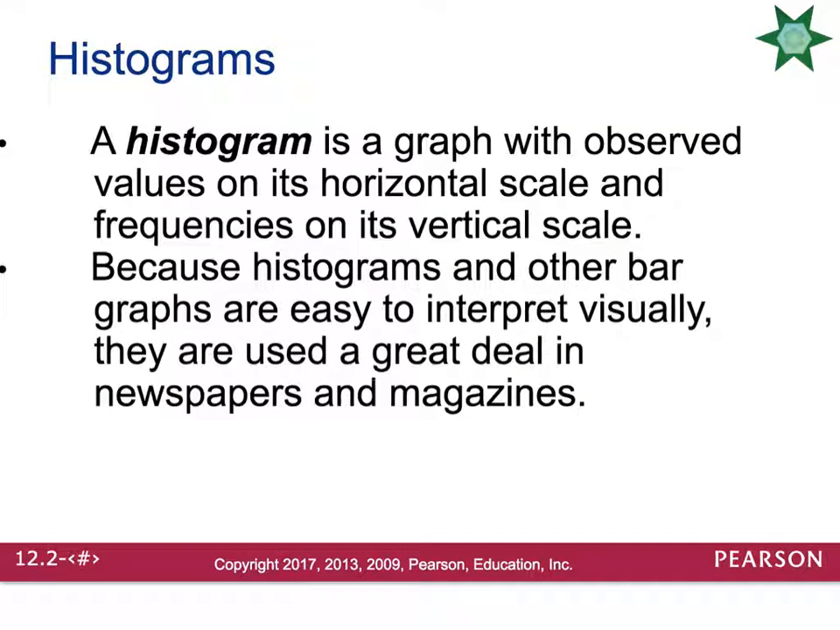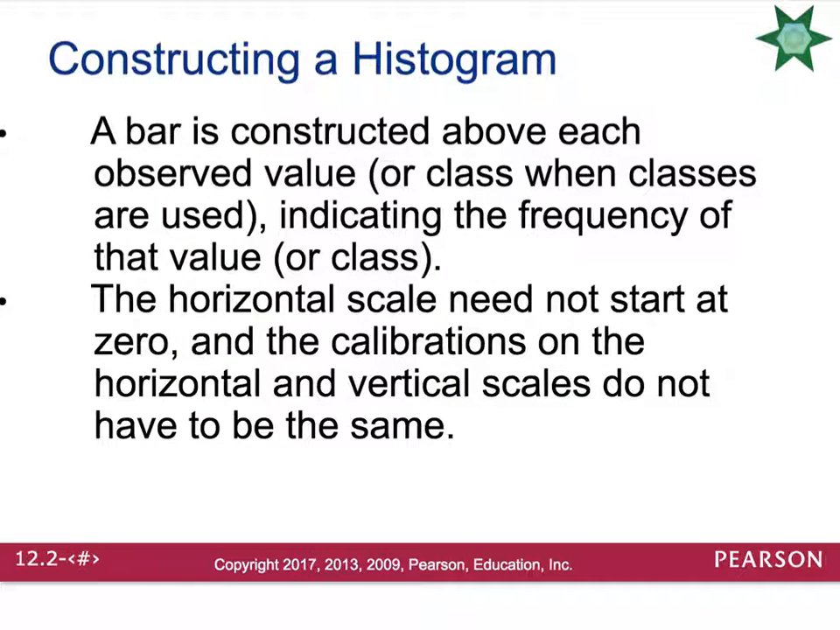Sometimes we like to take those frequency diagrams and turn them into what's called a histogram. A histogram is a graph, and it's going to have the observed values on the horizontal scale and the frequencies on the vertical scale. These graphs are easy to interpret visually, and you see them a lot. In general, they tend to look like bar graphs that are touching each other. A bar is constructed above each observed value or class, indicating the frequency of that value.